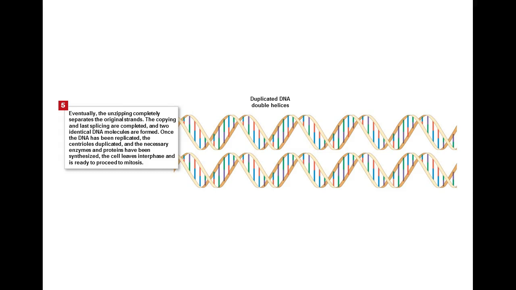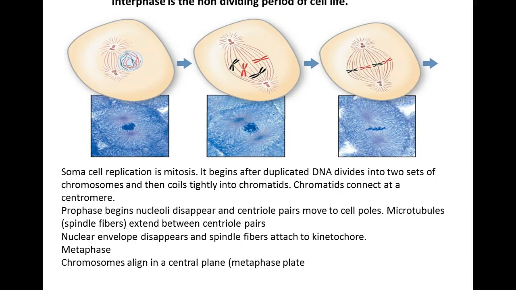DNA unwinds. You make a duplicate copy of it. You have 2 exact strands of the same DNA. That's the first thing that happens. The second thing that happens is you have these spindle fibers and the centrioles. The centrioles put out these spindle fibers that attach to the centromere of the chromosome and start pulling them apart into separate poles.